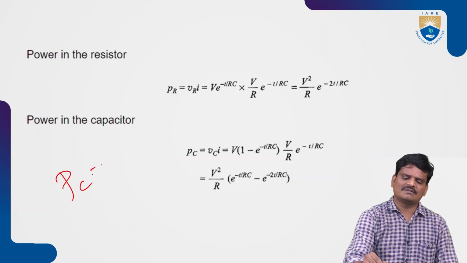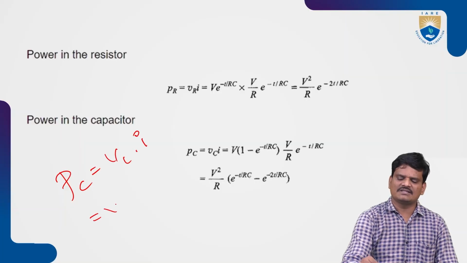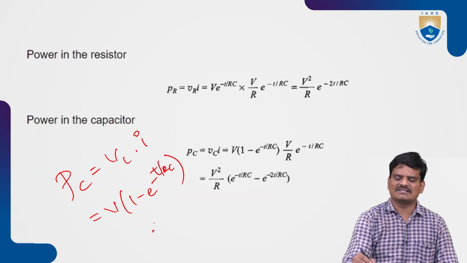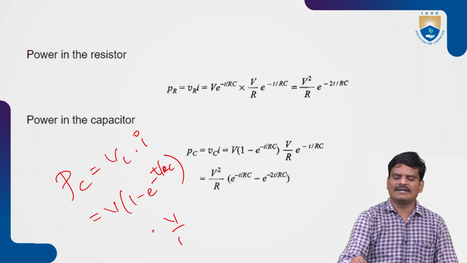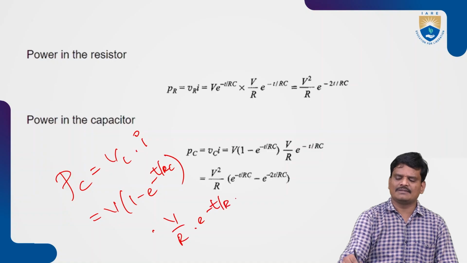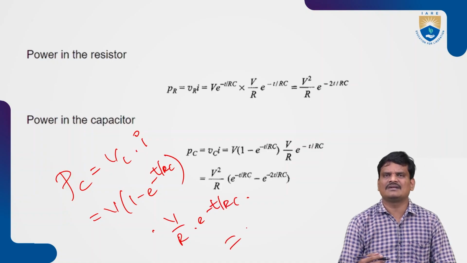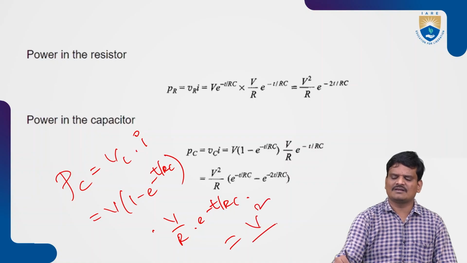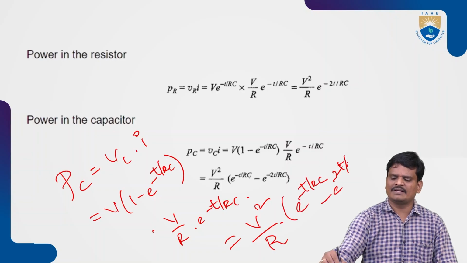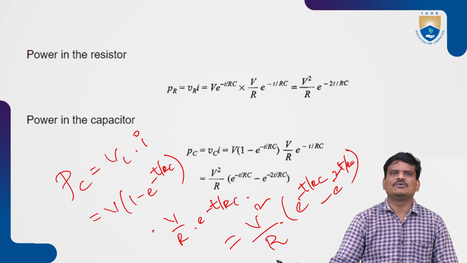So power flow in the capacitor is given as Vc into I. I know the value of Vc, that is V into 1 minus e to the power of minus t by RC, as I have calculated it previously. I know the value of I, V by R into e to the power of minus t by RC. Performing certain mathematical operations or taking some parameters in common, the expression for this particular power flow in case of a capacitor is considered as V square by R into e to the power of minus t by RC minus e to the power of minus 2t by RC.